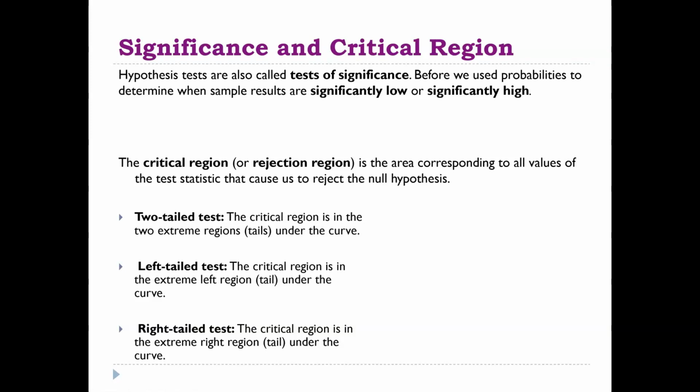Before we use probability to determine when sample results are significantly low or significantly high, remember the graph of the standard normal distribution, with the mean equal to 0 and the standard deviation equal to 1. We consider any value that is above 2 standard deviations, right here, to be significantly high. And the values that are below 2 standard deviations we consider to be significantly low.